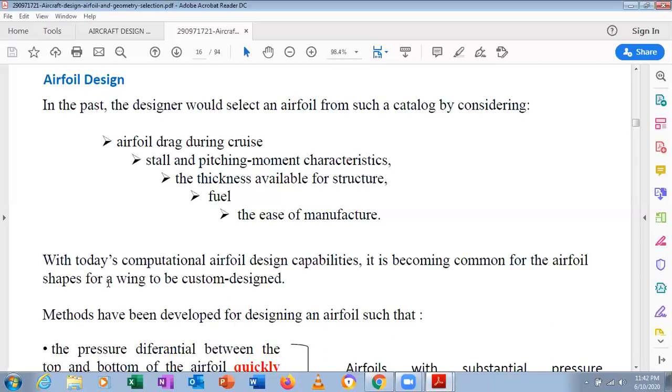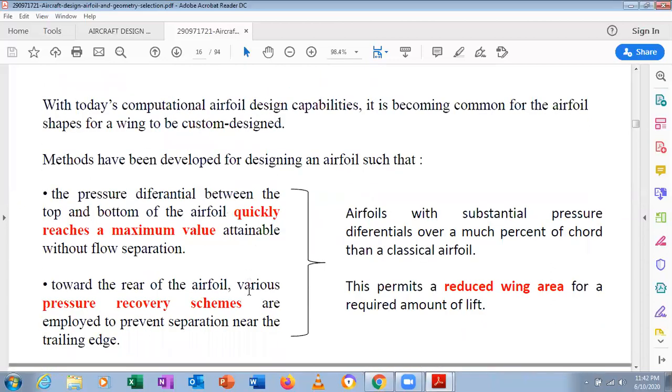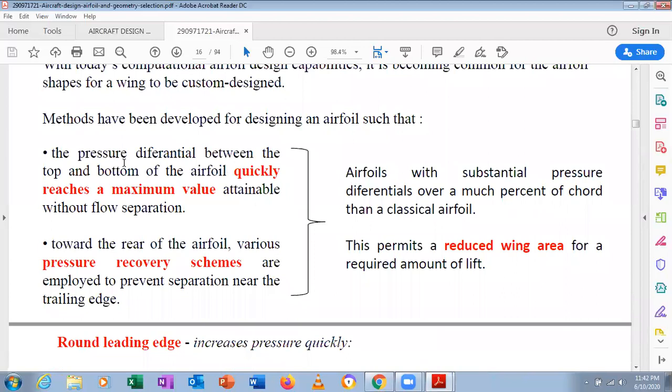With today's computational airfoil design capabilities, we have CFD analysis today. By that we can tell what should be the thickness to chord ratio, all things we can analyze by the flow analysis. It is becoming common for the airfoil shapes for a wing to be custom designed, and methods have been developed for designing the airfoil such that the pressure differential between the top and bottom of the airfoil quickly reaches the maximum value attainable without flow separation.